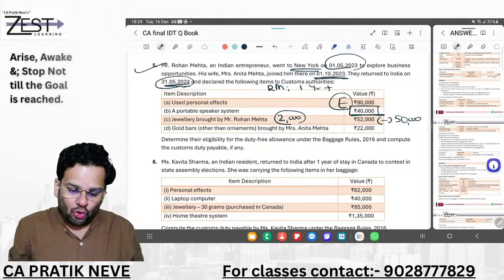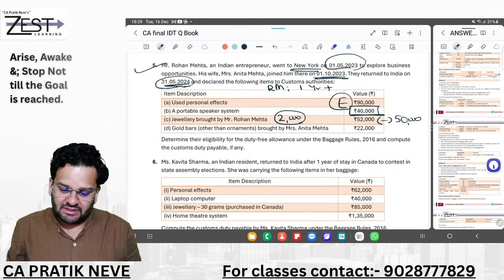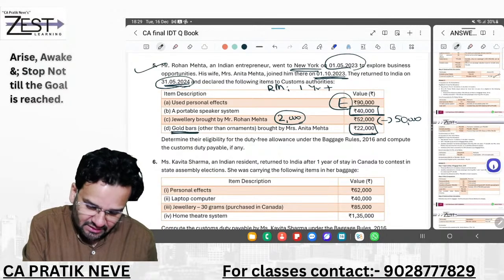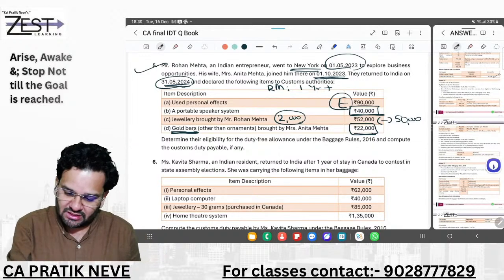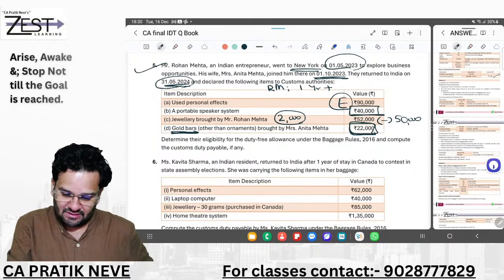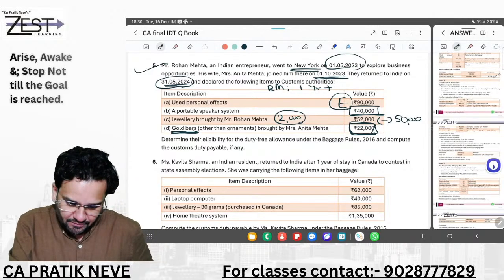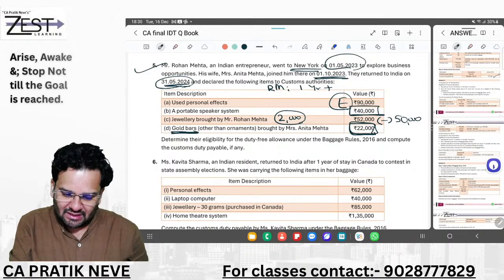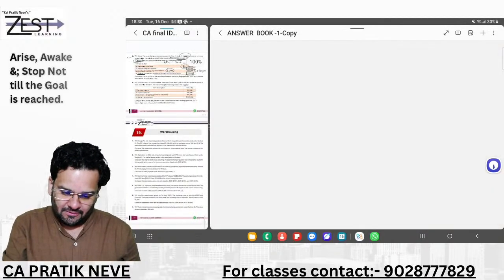Okay. And gold bars other than ornaments bought by Mrs. Anita Mehta. Friends, for these gold bars, there is no GFA exemption. There is no general free allowance exemption. So this is going to become taxable in Mrs. Anita Mehta's hands. So 22,000 will become taxable in Anita Mehta's hands, and now 40,000, 2,000 and 22,000 are going to become taxable. Okay, so see, wonderful question.